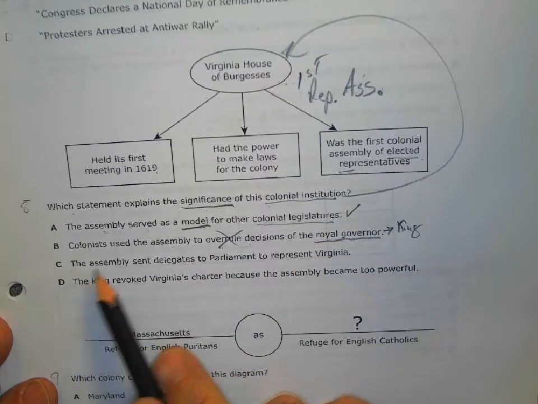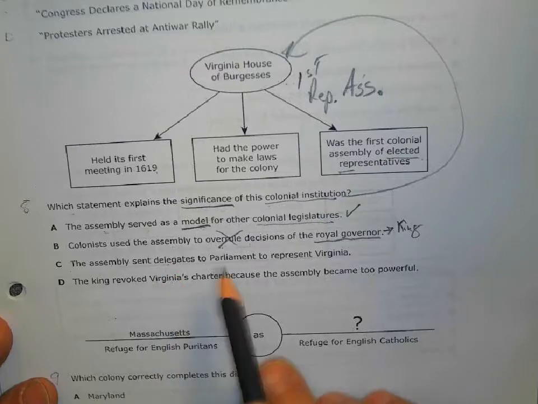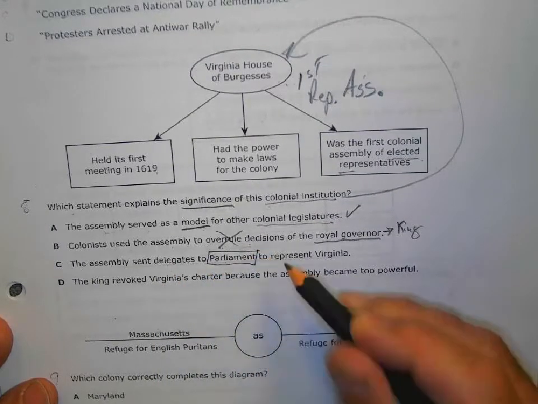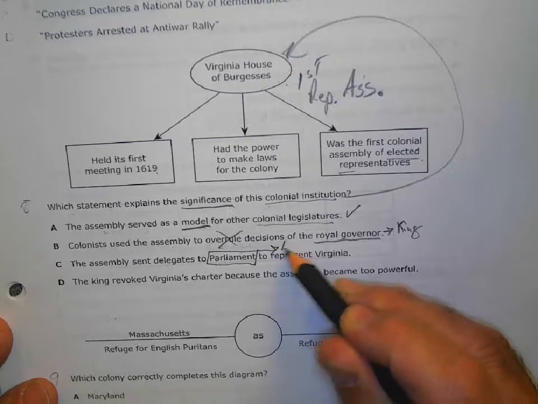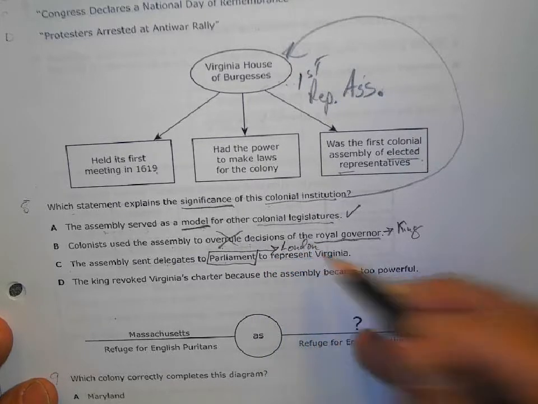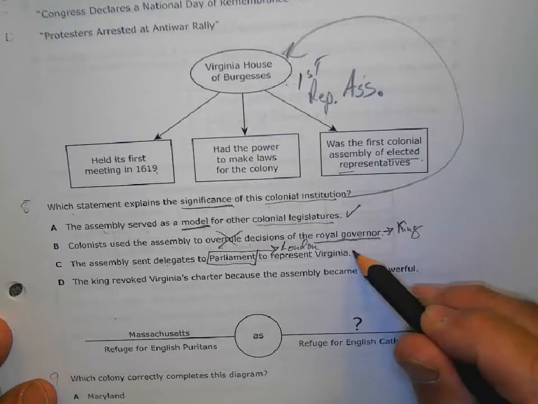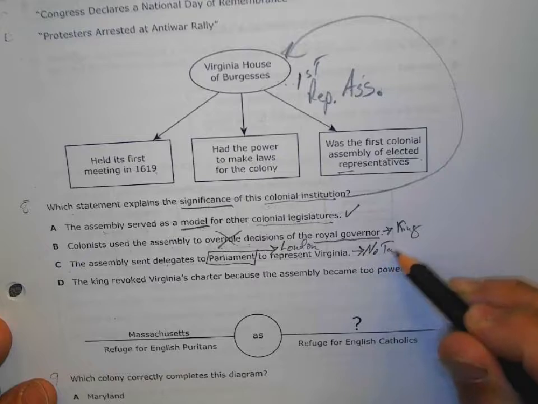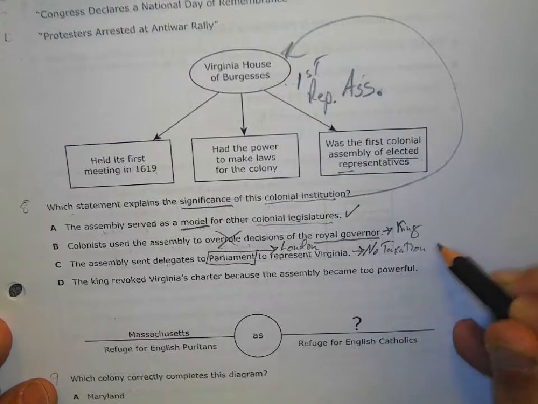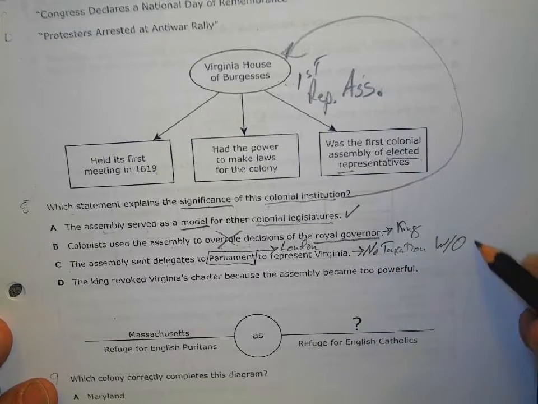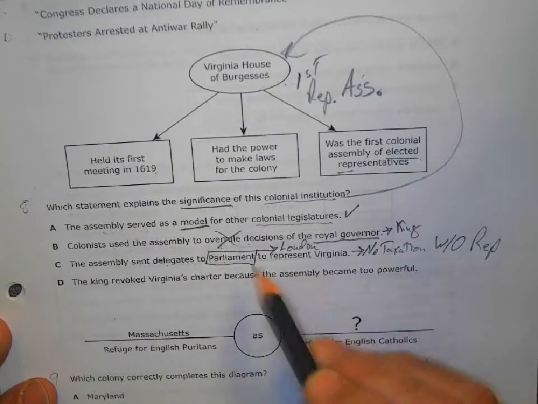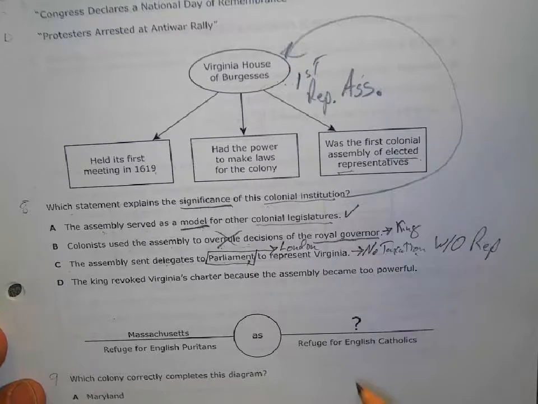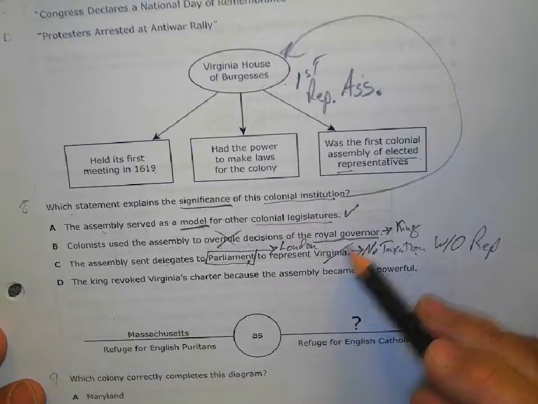Choice C, the assembly sent delegates to Parliament to represent Virginia. Remember, Parliament is the legislative branch across the ocean in London. And remember, one of the big battle cries for the American Revolution was the colonists' complaint of no taxation without representation. So if we were getting to send representatives to Parliament, this complaint would not be valid. So I'm going to give this one an X.